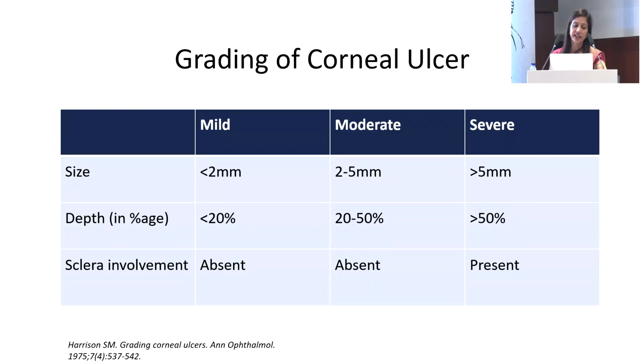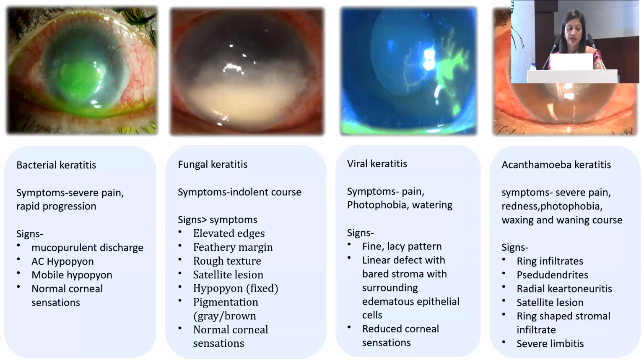Then grading: a mild ulcer is less than 2 mm with depth less than 20% and no scleral involvement, a moderate ulcer is 2 to 5 mm with 20 to 50% depth, and a severe ulcer is more than 5 mm with more than 50% depth. Scleral involvement is present only in severe ulcers.